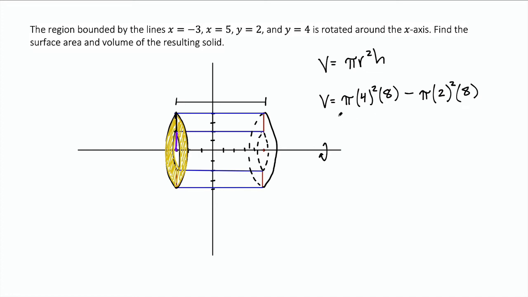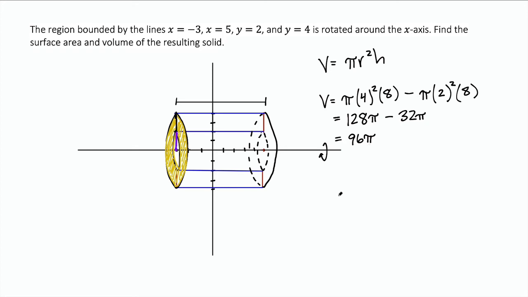All right, well now we can simplify this. So this right here is 4 squared is 16 times 8, which is 128. So we have 128 pi minus, here's 4 times 8, which is 32 pi. And that's 96 pi. Okay, so the volume of our solid is 96 pi.